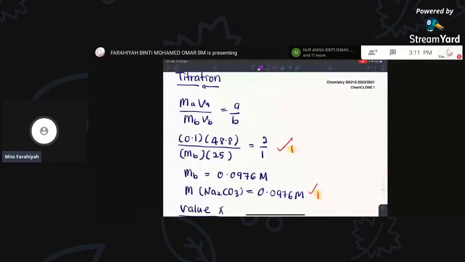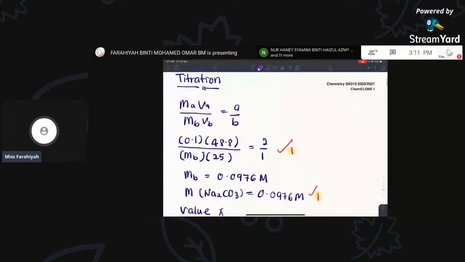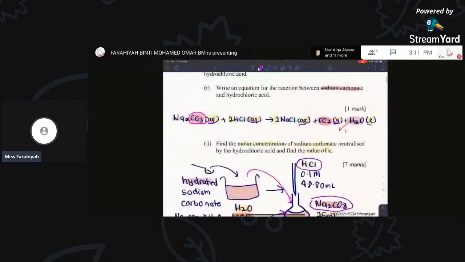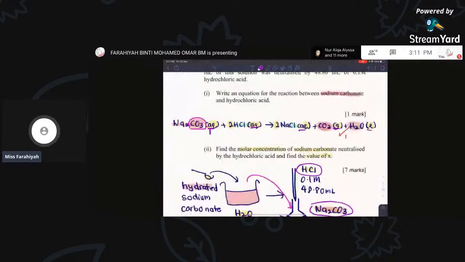Okay, and then next, kawan kamu tanya sodium carbonate and HCl tu mesti state dalam EQ. Yes, mesti state. Yang ini wajib EQ sebab dia buat titration. Titration mesti aqueous.